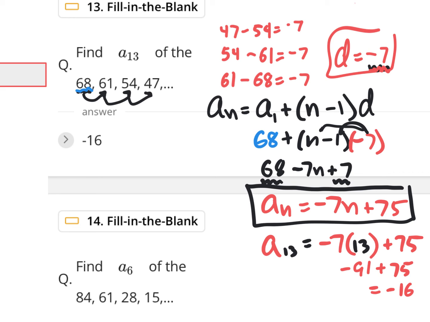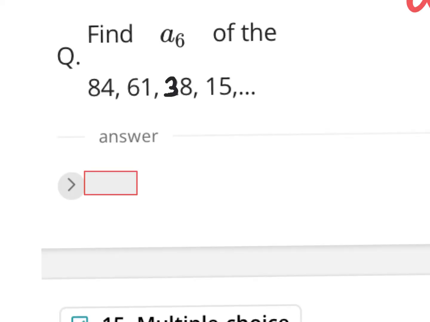Let's move on to the next question. On this particular question, they want us to find the 6th term. It might not be that great of an idea to do the whole a sub n rule just to find the 6th term, because after all, I already have a sub 1, a sub 2, a sub 3, a sub 4. All we need is a sub 5 and then a sub 6. So we need this number and that number, and we will have the correct answer.